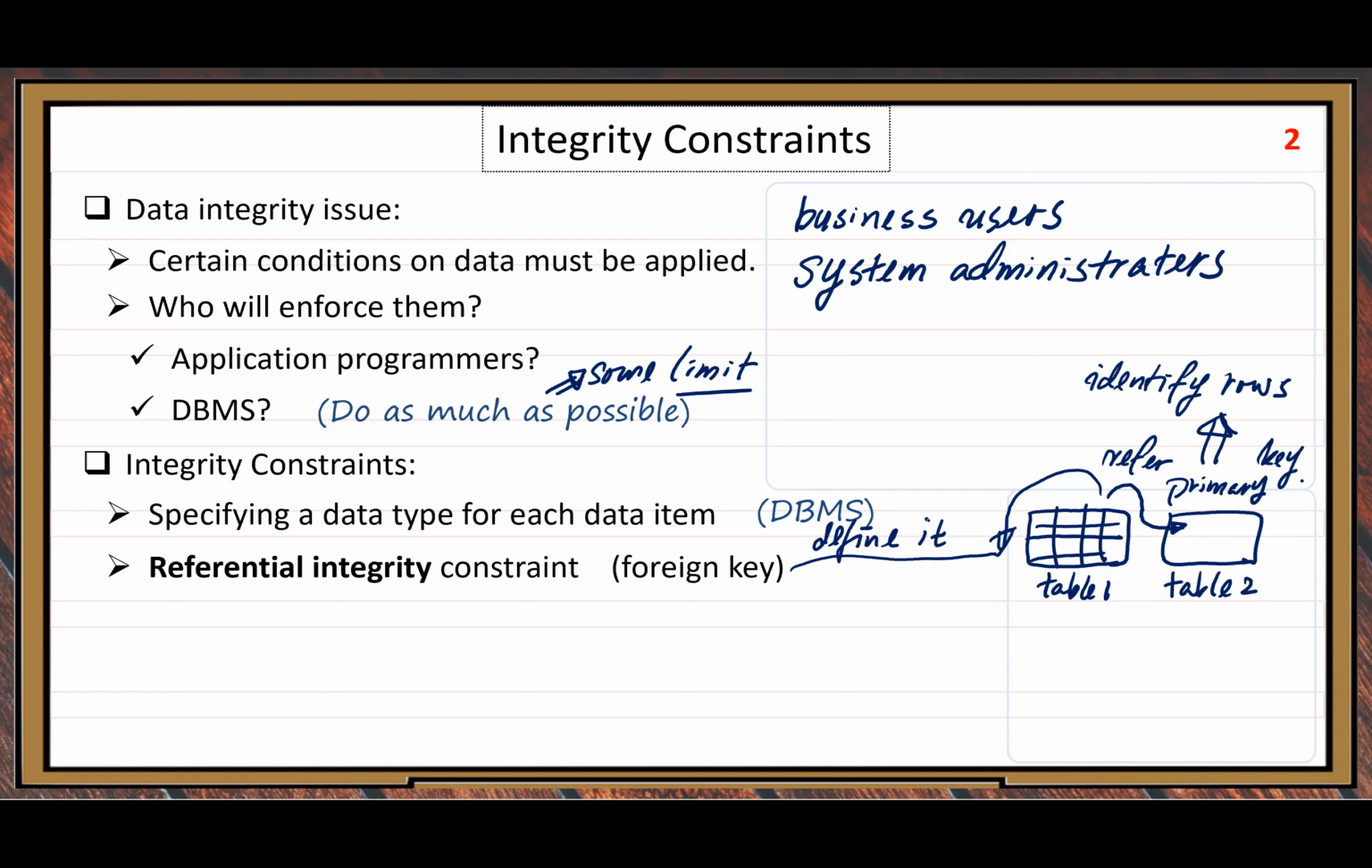So there is a constraint here: you cannot violate this kind of relationship. This constraint is also enforced by the DBMS. The DBMS has to protect the integrity of this kind of relationship.